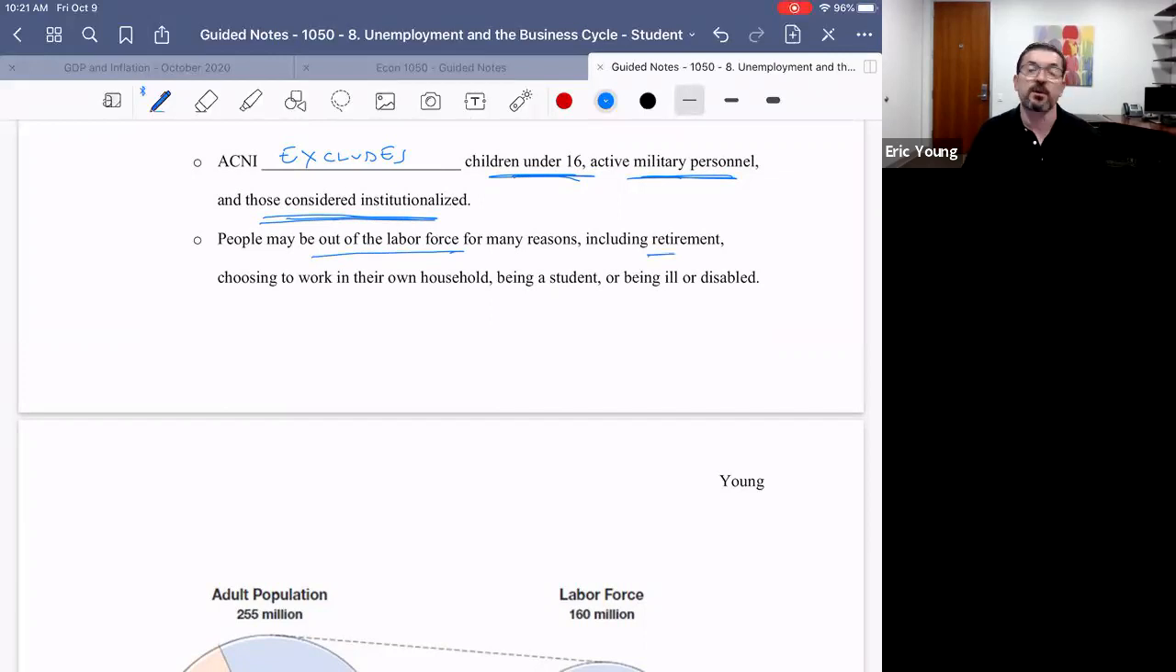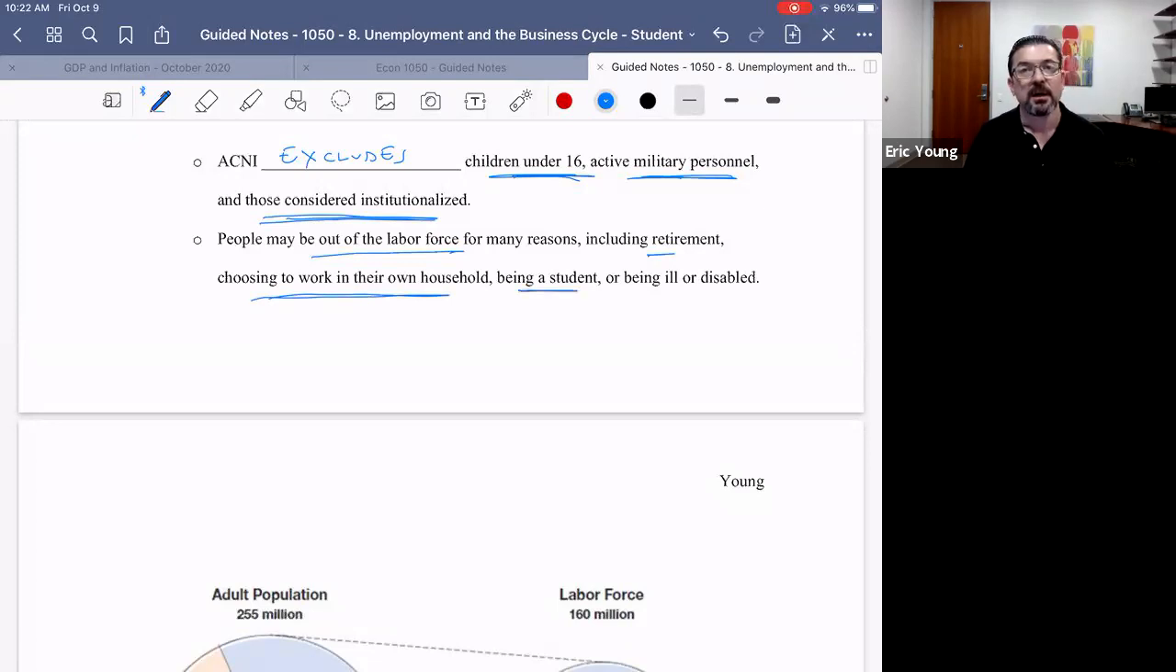If you're done with work, you put your time in, you're retired, you're not in the labor force because, again, you're not working and you're not open for work. People who choose to work in their own household, stay-at-home parents, or those that choose to work within the home, those would also not be considered in the labor force.